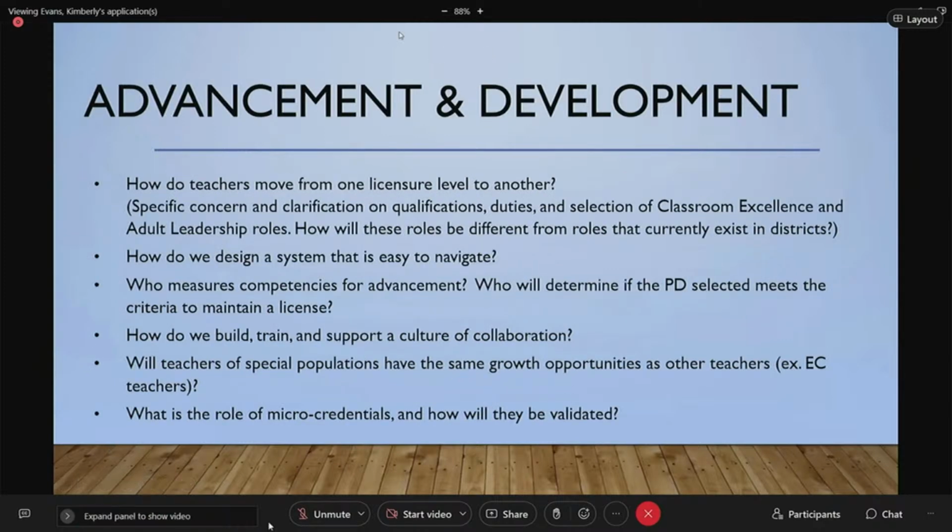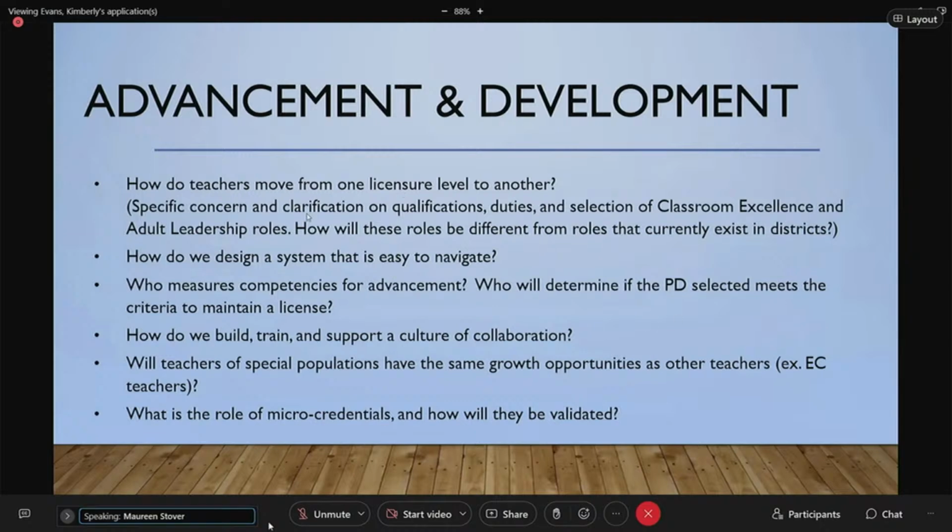So the questions that specifically came out that were directed toward advancement and development, that we're really going to work on today and try to answer, and think through some solutions in our part of the draft model so that we're able to address these concerns and questions from teachers, is: how would teachers actually move from one license level to the other? What's going to be the system that teachers would use to move from a level 3 license teacher to a license 4 teacher, or from a license 1 teacher to a license 2 teacher, or a license 1 teacher to a license 3 teacher?